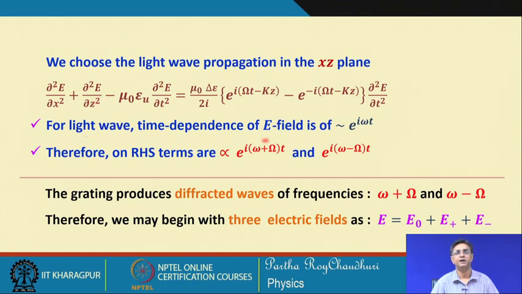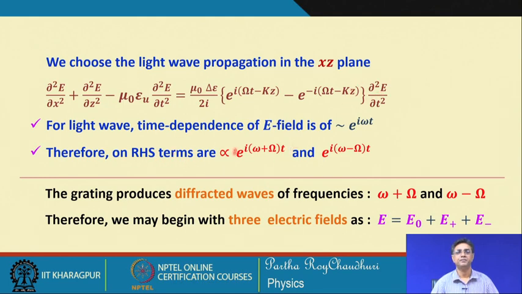For light wave, we know that e to the power of i omega t is the time dependence part of the light wave, and therefore, this quantity on the left hand side, wherever it appears, must be proportional to e to the power of i omega t on the right hand side. So, the RHS terms are proportional to this.